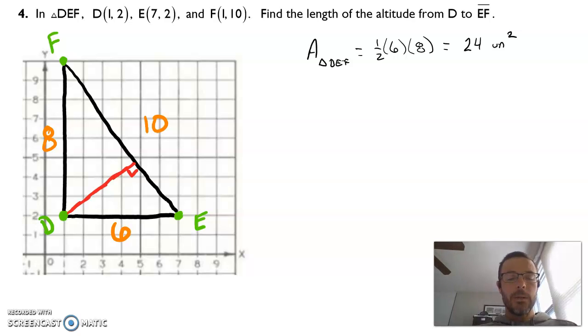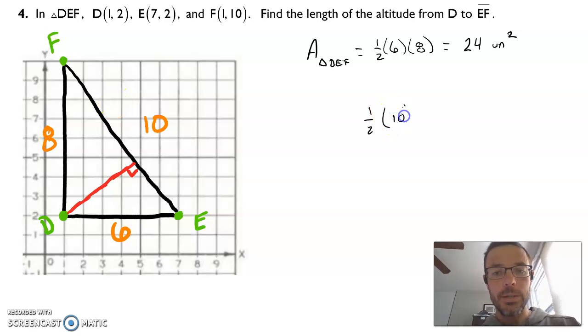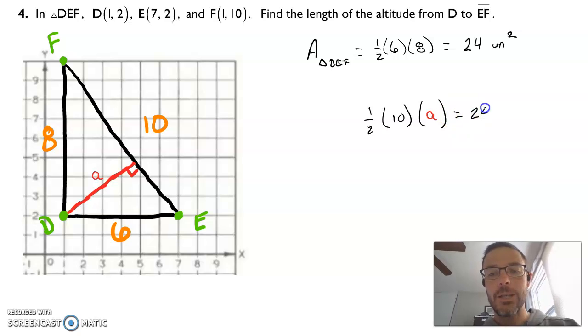So if we recall, area is equal to half of base times height. 6 times 8 is 48 divided by 2. We get 24 square units for the area of this triangle. But if we rotated this triangle, or if we just called segment FE the base, now the area is 1/2 of segment FE, which we know is a length of 10, times the height, which is the altitude. And that's the length that we're trying to find. I'll just call that A lowercase. But we do know that that's equal to 24 square units. So it's just looking at the area in a different way.